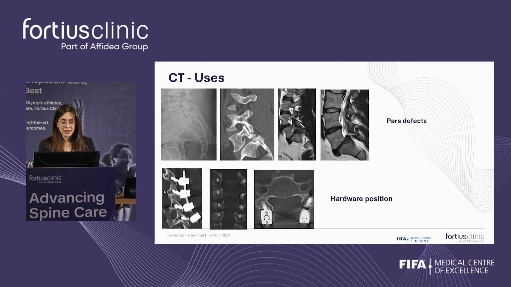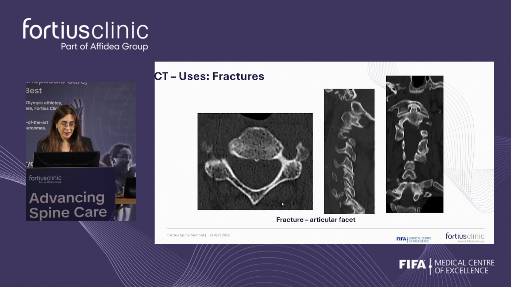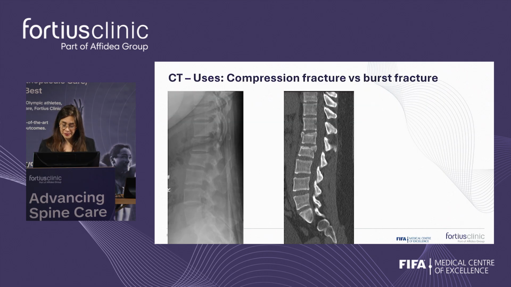Here we're getting a lot more detail in terms of surgical instrumentation positioning. So for the surgeons, it's extremely helpful. This is just an example of a very subtle fracture involving the inferior articular facet of the C3 vertebra. You can see it on these reformats. But you can see how subtle these fractures can be, and they would be very difficult to pick up on a plain X-ray.